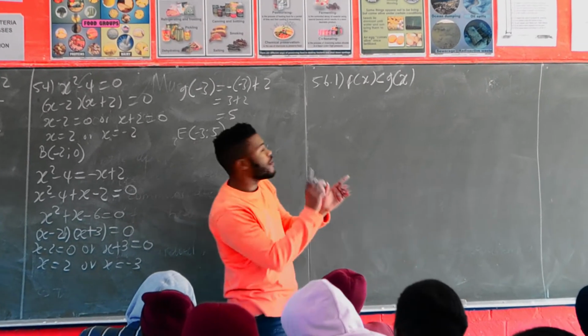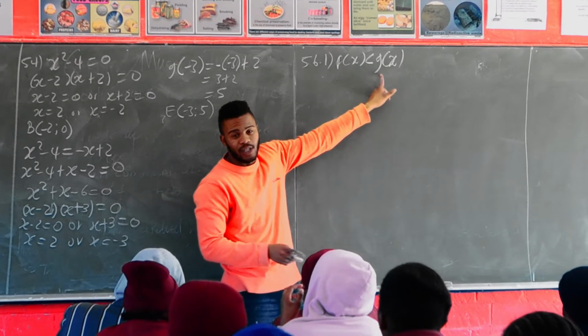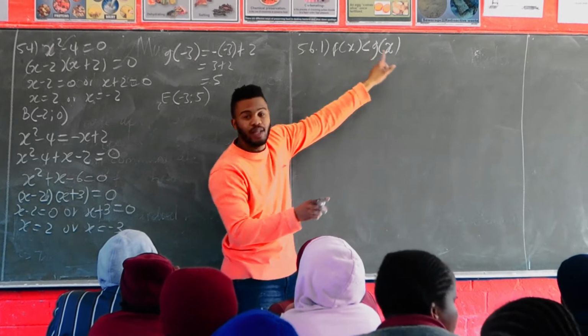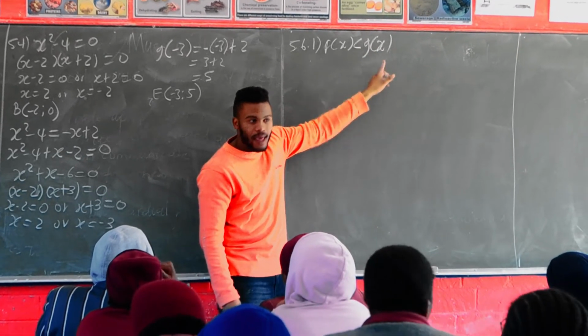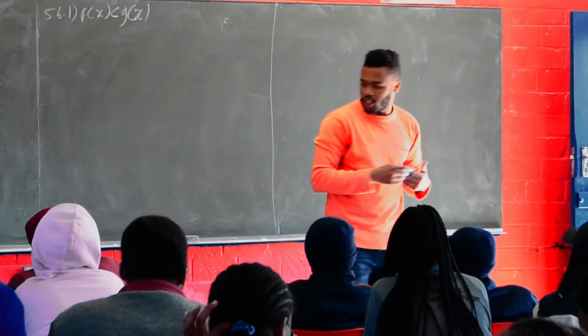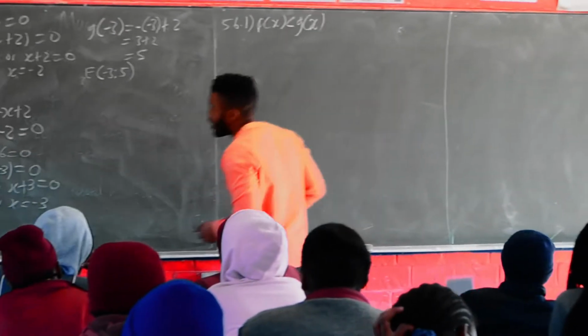They want the values of x for which f of x is less than g of x. It means you want where the graph of f is below the graph of g. Now, in that case, you check your point of what? Of intersection.